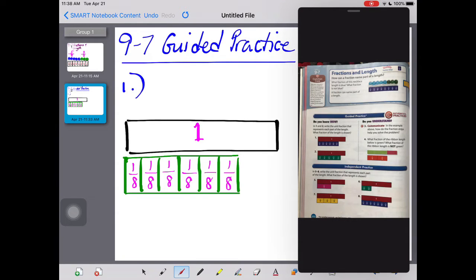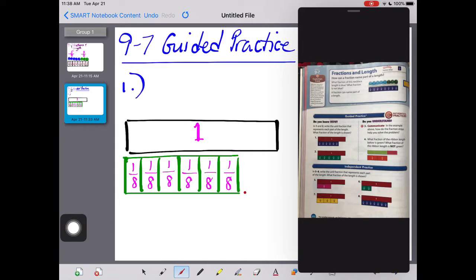All right, let's take a look at our guided practice section for 9-7 on page 232. The first problem shows you two fraction strips. The first one has not been divided up into anything but one part. And that's why we have the big number 1 there. It's one whole. Let's say it's a 1 candy bar. We want to know what fraction of the length is shown. And so down here, we have a fraction strip.